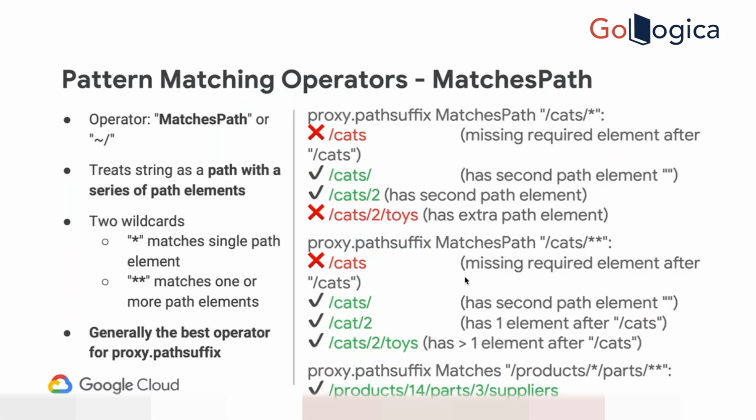Usually we use MatchesPath when we are using the proxy.pathsuffix variable. So we use this operator as proxy.pathsuffix MatchesPath this, or proxy.pathsuffix MatchesPath that.